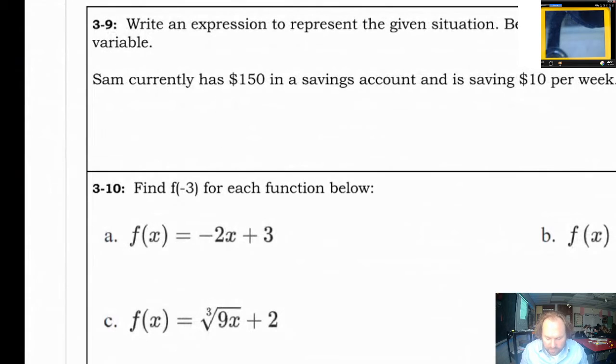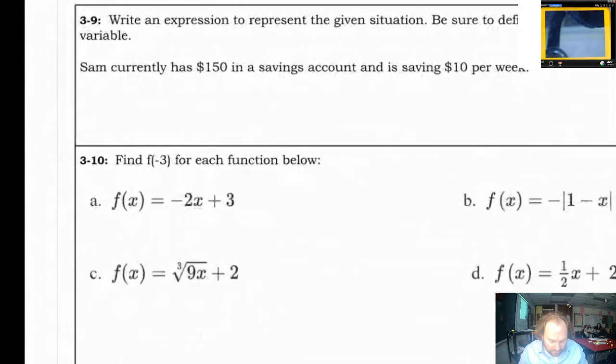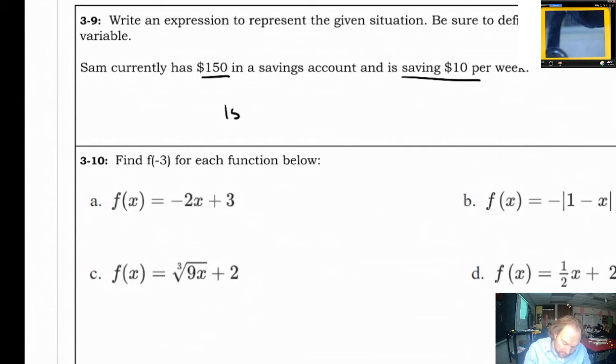Question 3.9, write an expression to represent the given situation and be sure to define your variable. You do not need to solve it, just write it. Sam currently has $150 in savings and is adding $10 per week. So how about 150 plus 10W, where W is the number of weeks?